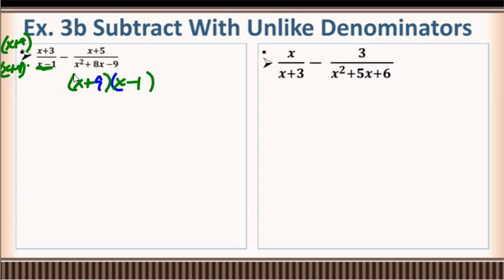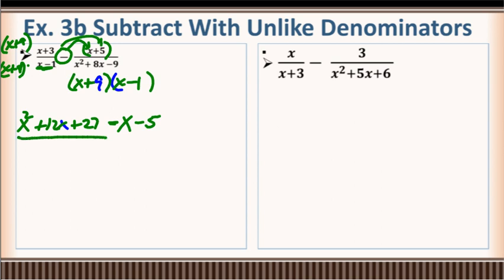And so now I'm going to distribute, or use FOIL. So x times x is x squared. 9x plus 3x is 12x. And 9 times 3 is 27. And then I'm subtracting. Because I'm subtracting a binomial, I need to distribute the negative 1. So this would be a minus x minus 5. Because of this subtraction here, I just distribute that minus sign. This is all going to be over x plus 9 times x minus 1.